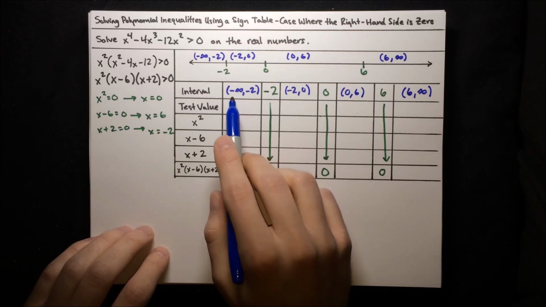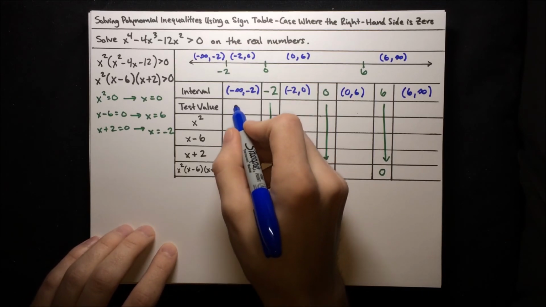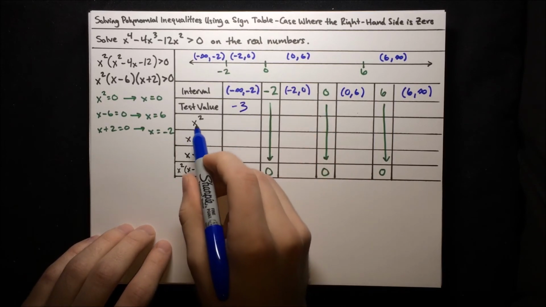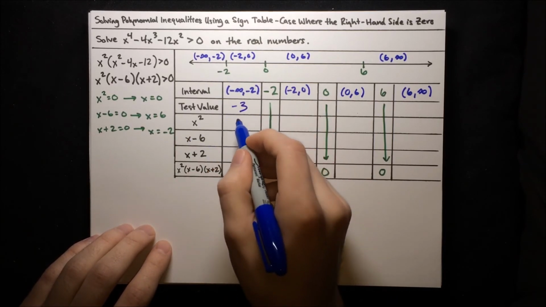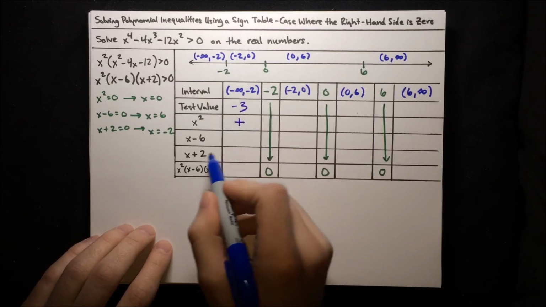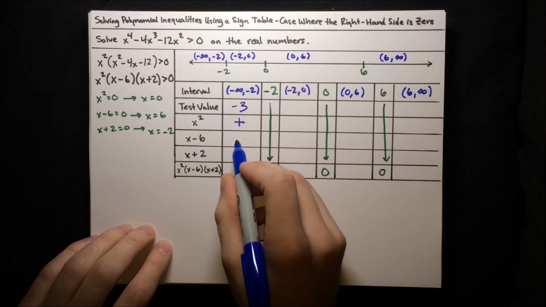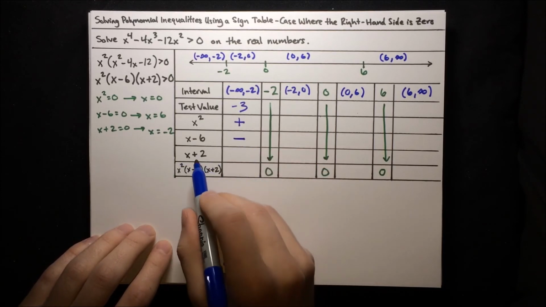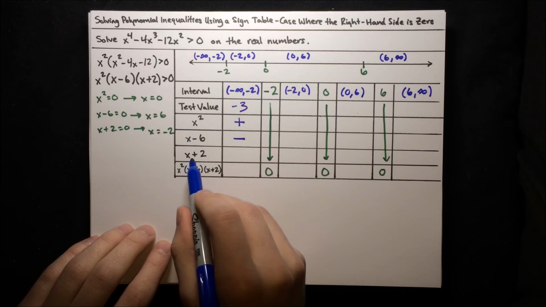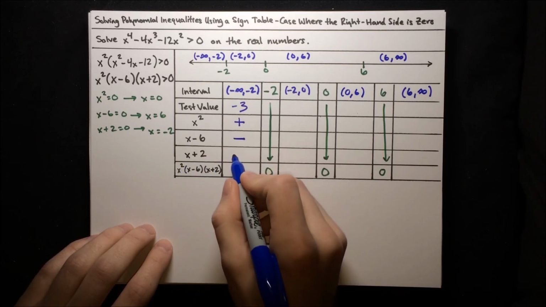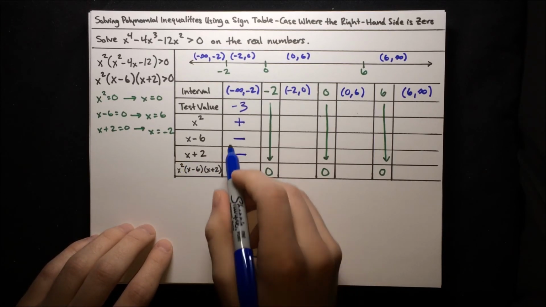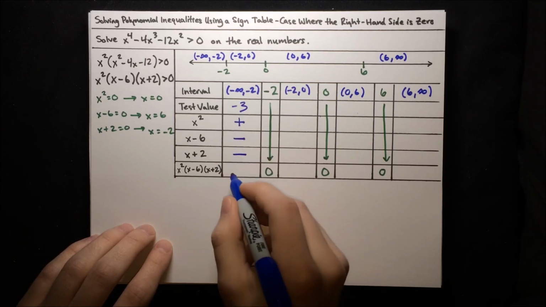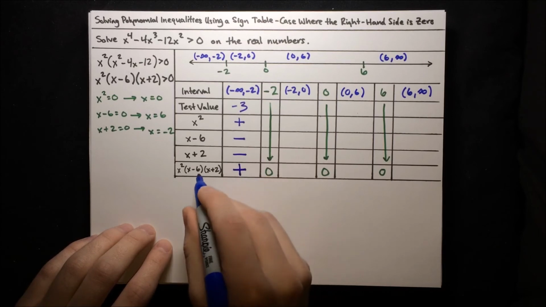So for the first interval, negative infinity to negative 2, how about a test value of negative 3? And we'll plug that into each of the factors. Negative 3 squared, well, a negative number squared is always a positive. Negative 3 minus 6, negative minus positive is always a negative. And then negative 3 plus 2, the negative 3 is greater magnitude, so the negative sign stays. And then when we multiply all that together, positive times negative, the two negatives cancel out, and we've just got a positive for the function.